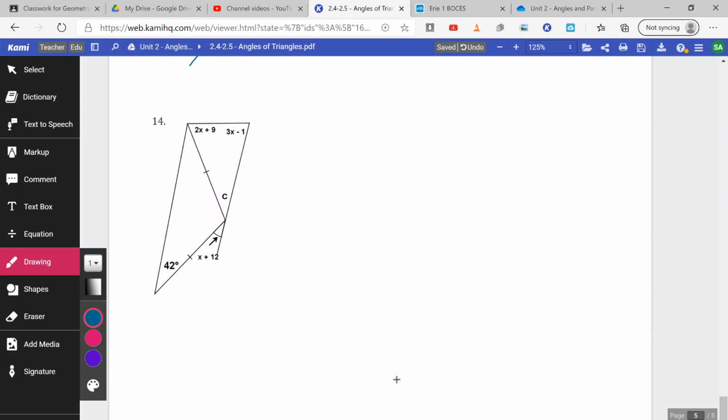And then last but not least, 14, we're given 2x plus 9, 3x minus 1, c, x plus 12, 42-degree angles, and we have markings on two sides here that show we have an isosceles triangle, and we can maybe use that to our advantage. So where to begin? Well, let's start with the isosceles triangle. So we know that if I have an isosceles triangle, the angles across from the congruent sides are also congruent. So if I follow this, we have a 42-degree angle in this corner, which means this corner is also 42 degrees.